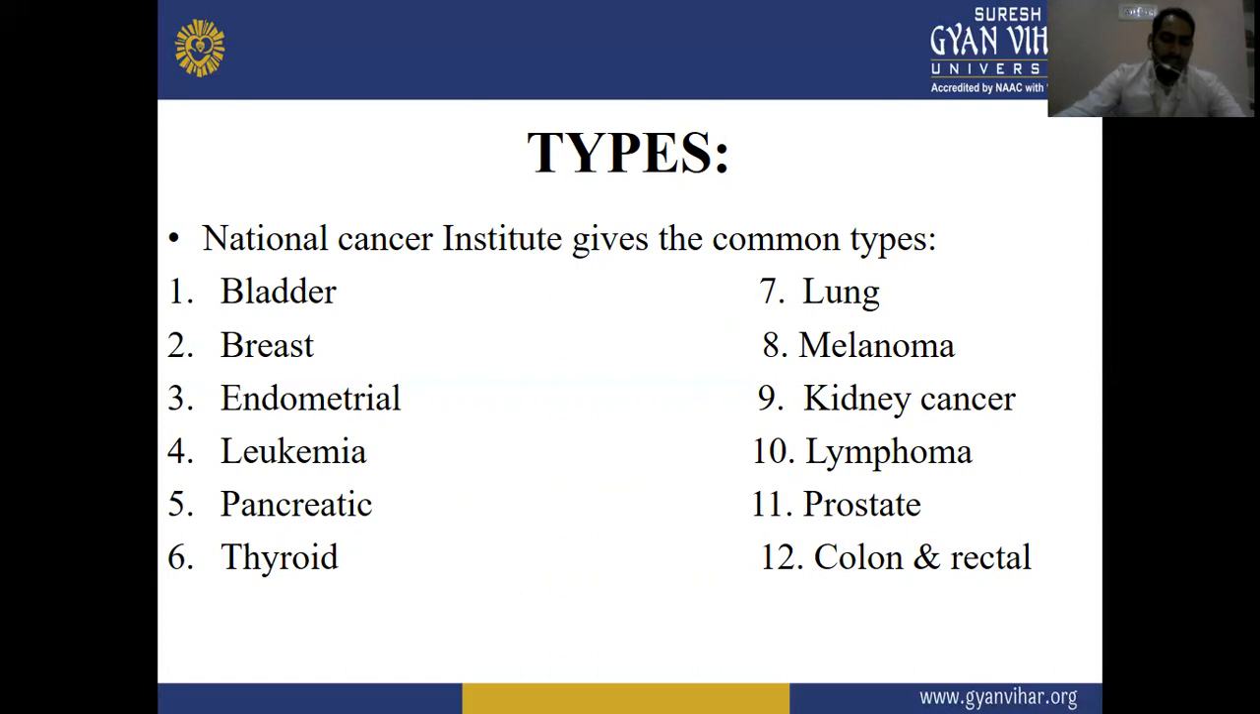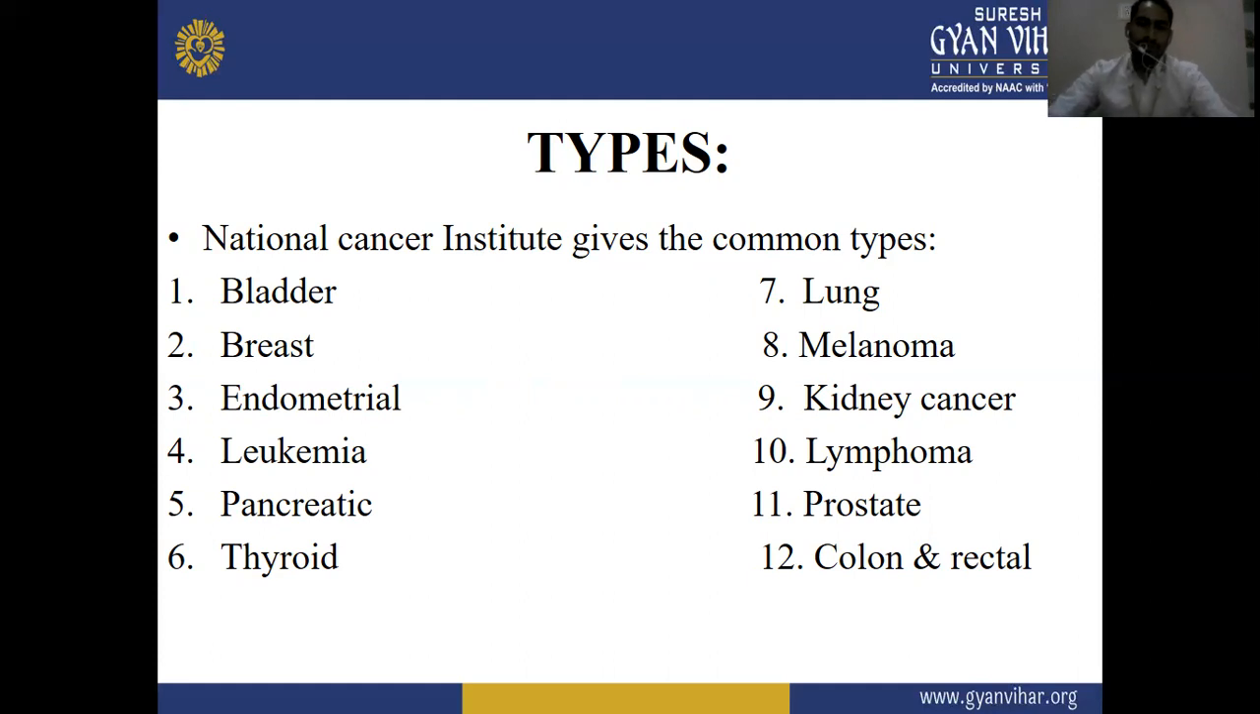Next is kidney cancer. In adults, renal cell carcinoma is the most common type of kidney cancer. Next is lymphoma, a cancer of the lymphatic system. Prostate cancer is a cancer of the prostate, a small walnut-sized gland in men that produces seminal fluid. The last type is colon and rectal cancer, a cancer of the colon or rectum, located at the lower end of the digestive tract.